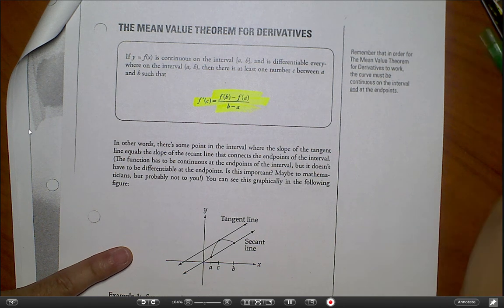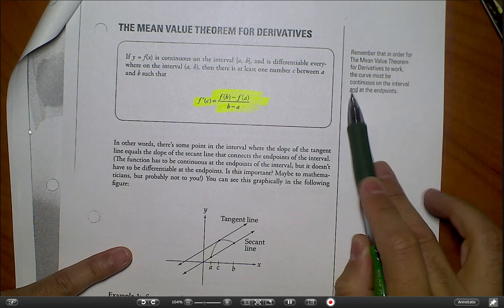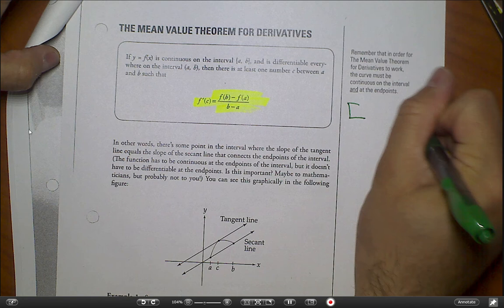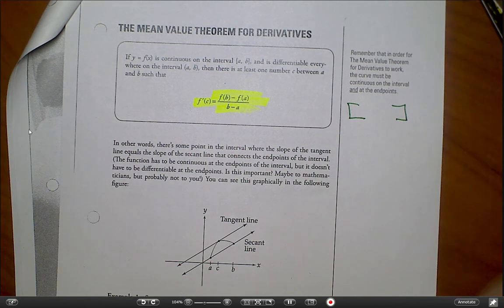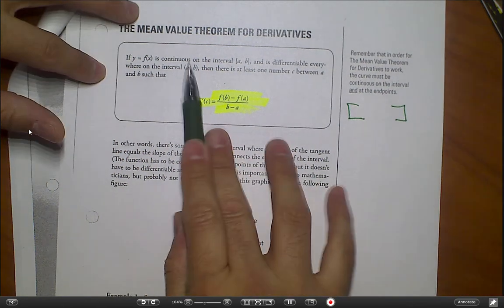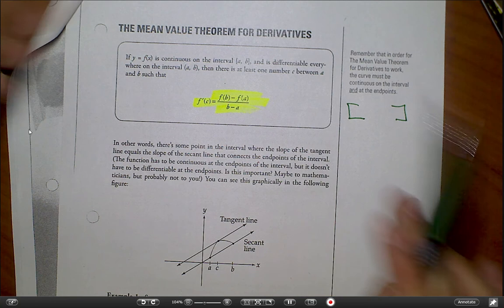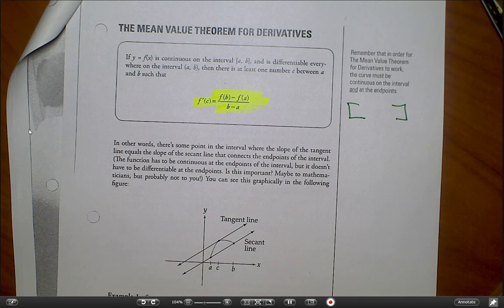All right, so it must be continuous on the interval and the endpoints. So it's got to have brackets. Okay, it has to be like this. And it's also got to be differentiable. For it to be differentiable means that I need to be able to find the derivative. There are no holes, and no pointy points or sharp turns. Okay, so for that one right there.